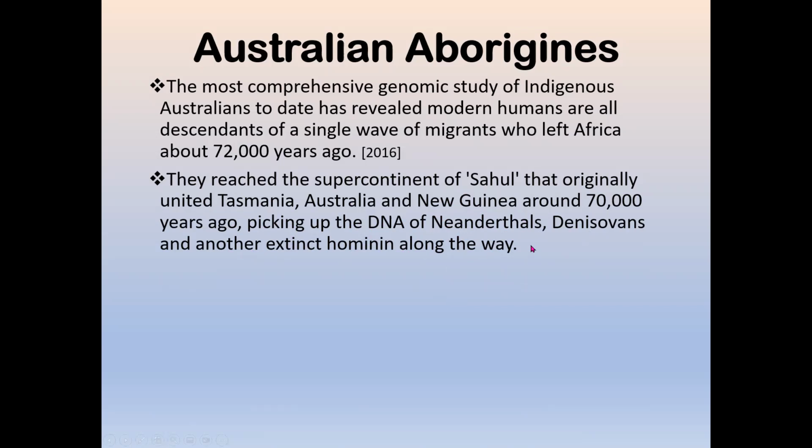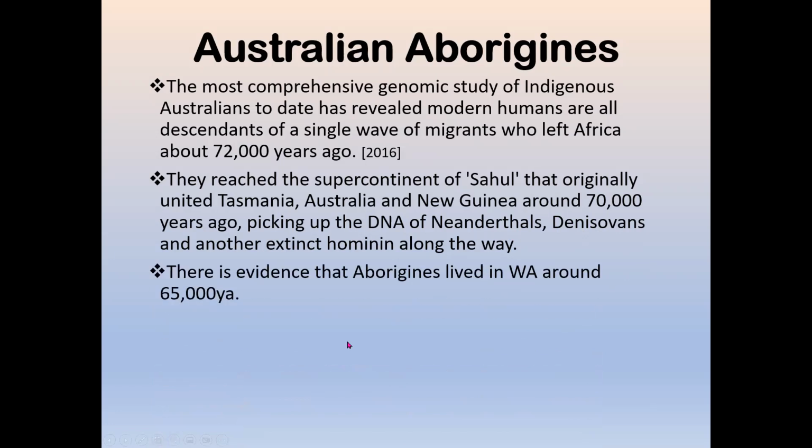So, which means that they were interacting and having kids with these earlier forms. And the Denisovans are actually, well, we talked about it last week anyway, but we'll leave that. All right.